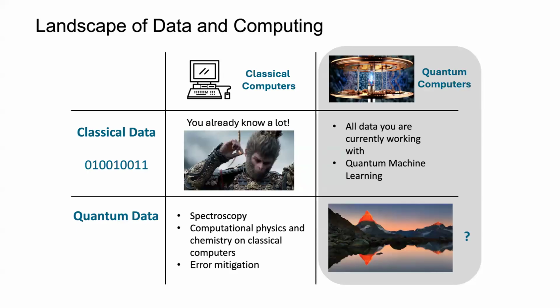So that's deferring measurement: manipulate the quantum data first using quantum computers, and then extract the information you want. But we'll see some examples later on.